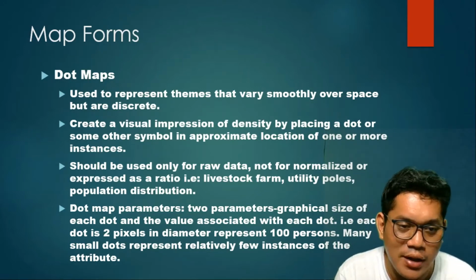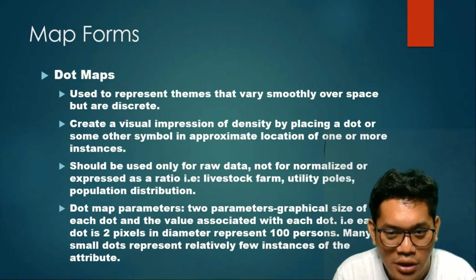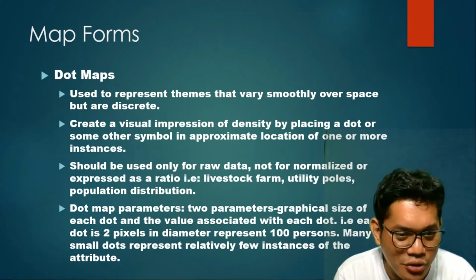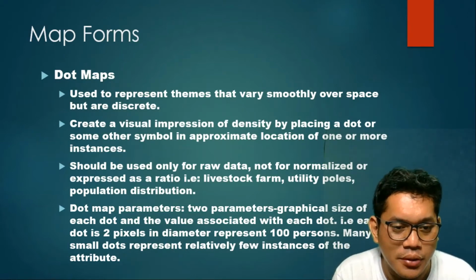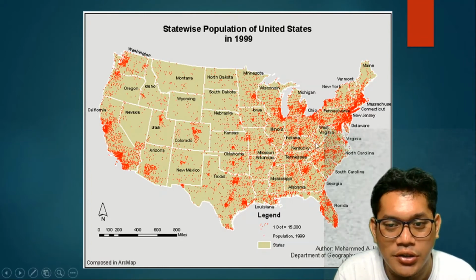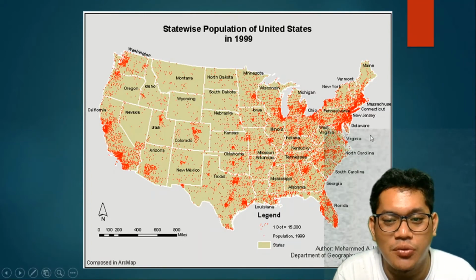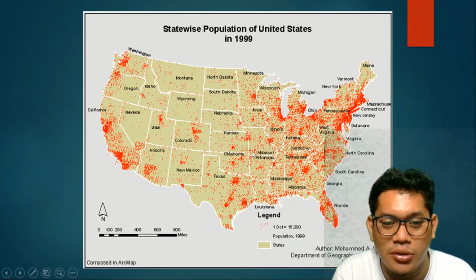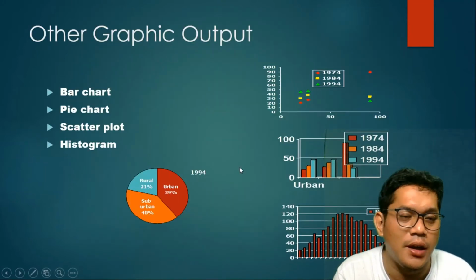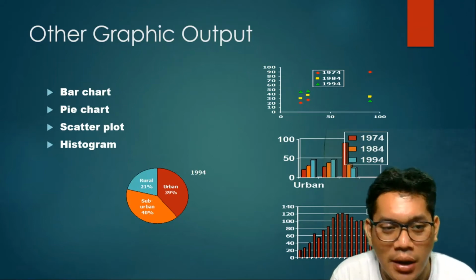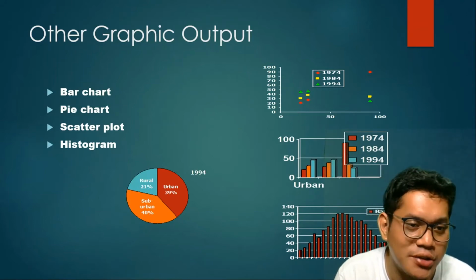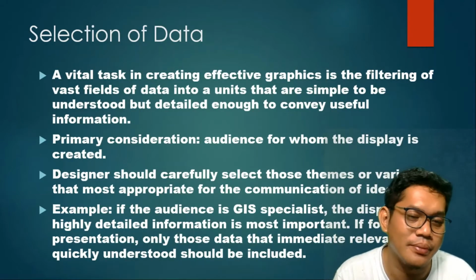Okay, and it should be used for raw data only, not for the normalized or expression of a ratio. So something like this, where you can see it also tells you about the population as well as the density of the population based on the area. And other graphic outputs can be used, such as a bar chart, pie chart, scatter plot, and histogram.